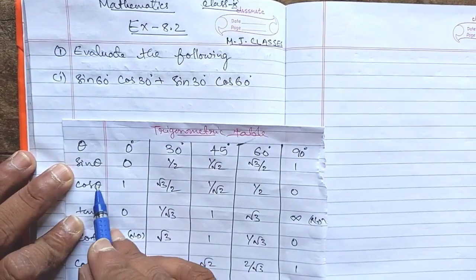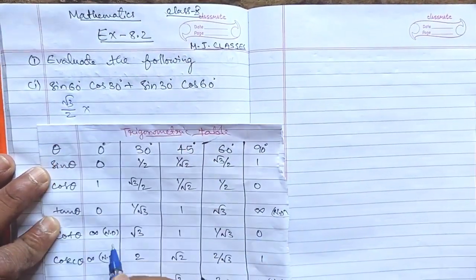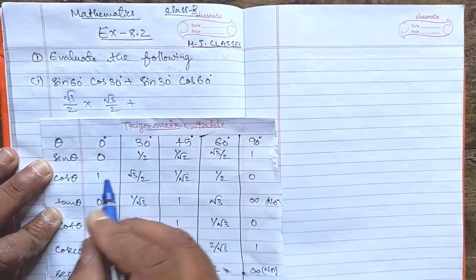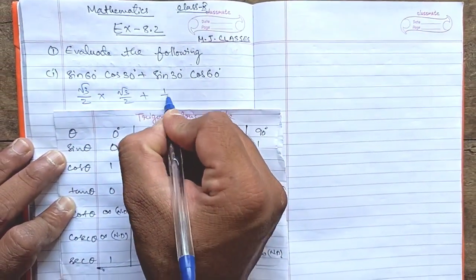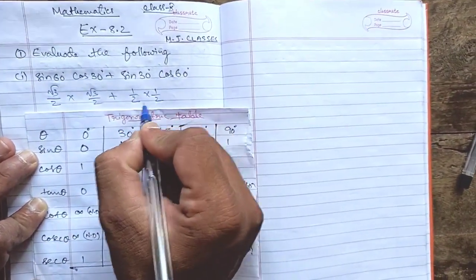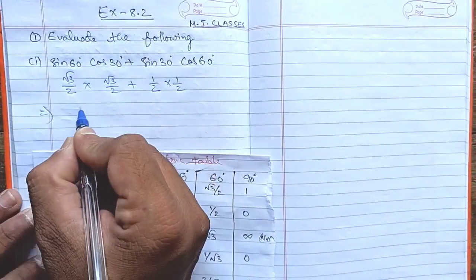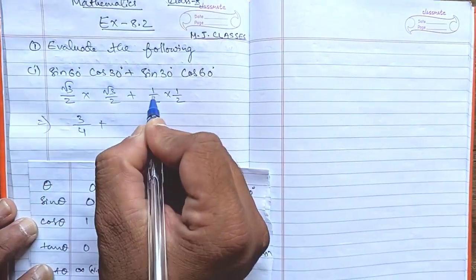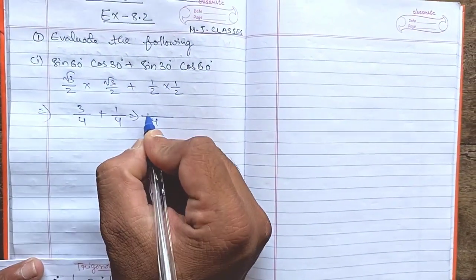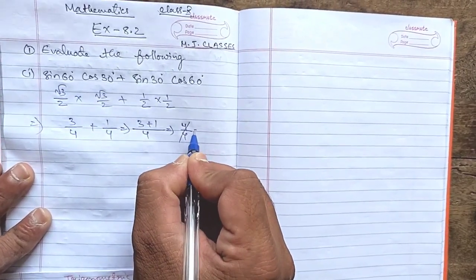Sin 60's value is root 3 by 2. So in place of sin 60 I will write root 3 by 2. Cos 30 is again root 3 by 2, plus sin 30 is 1 by 2 into cos 60 is again 1 by 2. Like this you have to find out the values and put them here. Now simply multiply. Root 3 into root 3 is 3, 2 2s are 4, 1 1s are 1, 2 2s are 4. The LCM of these two is 4. 3 plus 1 is 4, divided by 4 equals 1.